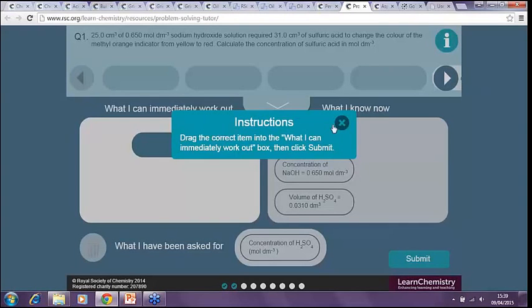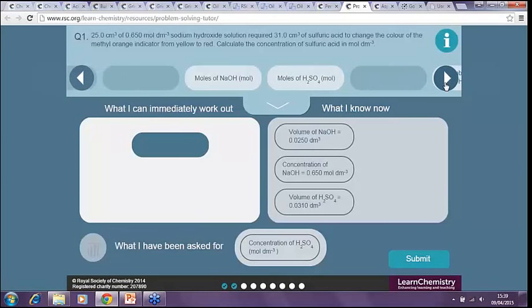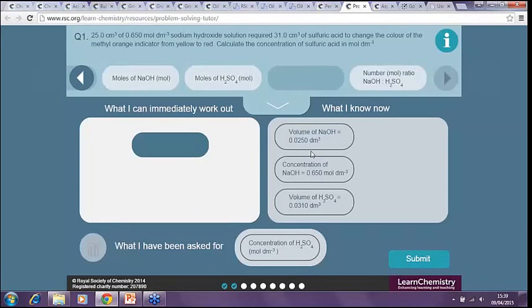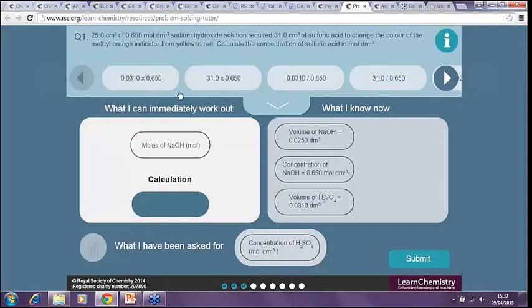Okay, so what it's saying now is, that's what you know now, and that's what you've been asked to work out. You can't get there straight away, but what can you immediately work out? So from this information, what can I immediately calculate? So I have the volume of sodium hydroxide and I have the concentration of sodium hydroxide. So I know then that I can work out the number of moles of sodium hydroxide. So I can submit that. Okay, and then it's going to ask me for the calculation, and to get to that I'm going to use the numbers that it's told me in the question here.